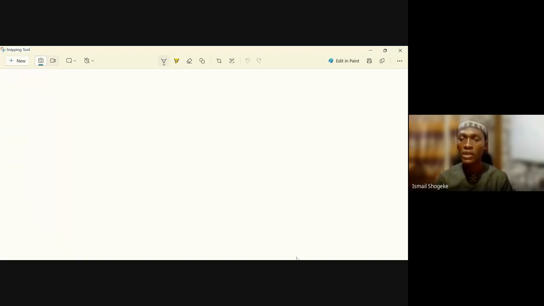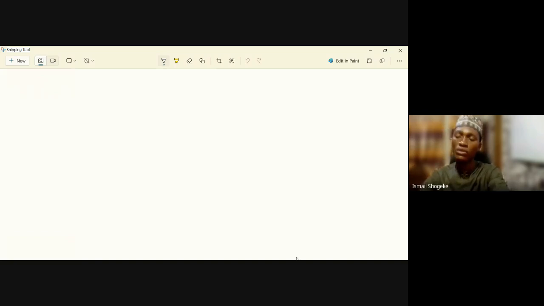In today's video, I'm going to be showing every one of us the step-by-step approach to proving the equations of motion: V equals U plus AT, V squared equals U squared plus 2AS, S equals UT plus half AT squared. So let's get started. First, we need to prove the first equation of motion, which states that V equals U plus AT.